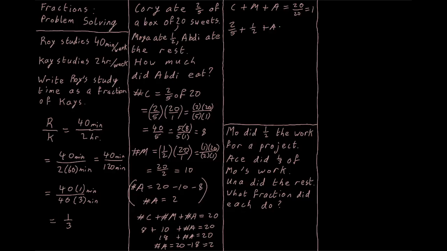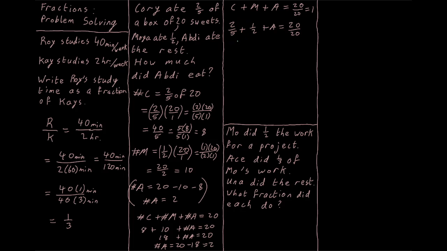We don't know what fraction Abdi ate. And we know that this should all add up to all 20 of the 20 sweets being taken into account. Now we have 2 fractions we want to add. So we want to find the total fraction that Corey and Moya ate. So we can see that we have 2/5 and 1/2.